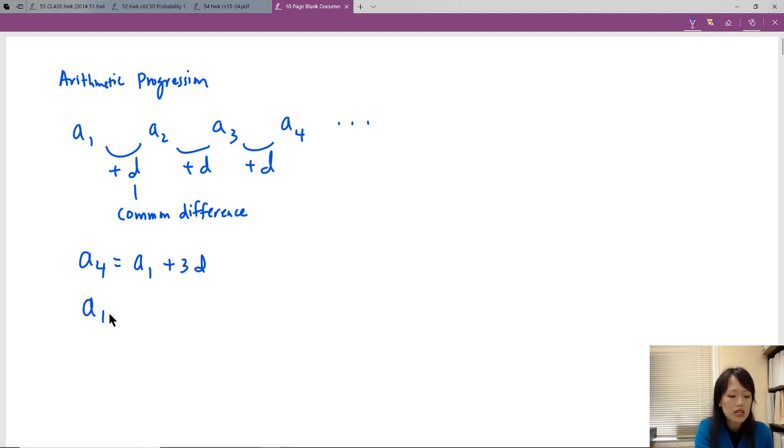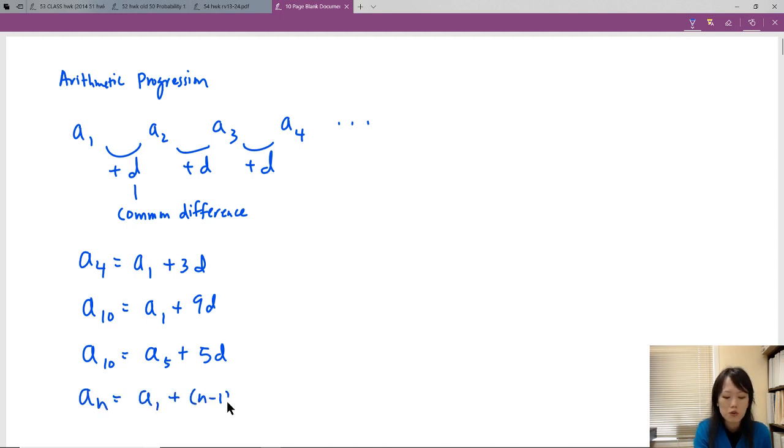What if I want the 10th term and I have the first term? I add how many common differences? 10 minus 1, 9 common differences. Do I always have to start at 1? No. It could be A5 to begin. If you start at A5, you add 5 common differences. You can start at any number here. So you don't always have to start at 1, although the general formula looks like this: a sub n is a sub 1 plus n minus 1 times d. But you don't always have to begin at 1. That's not a hard rule.